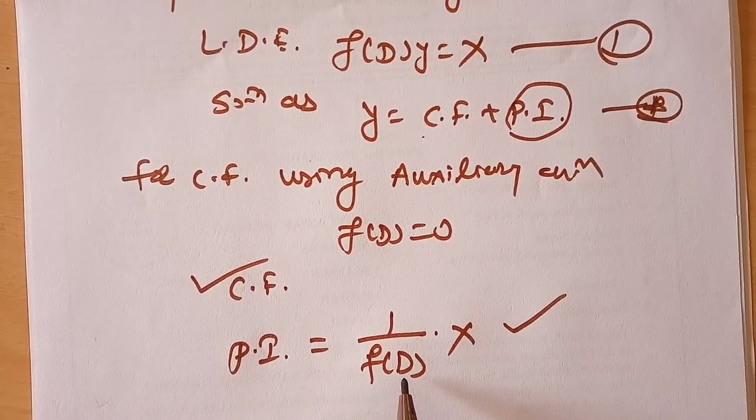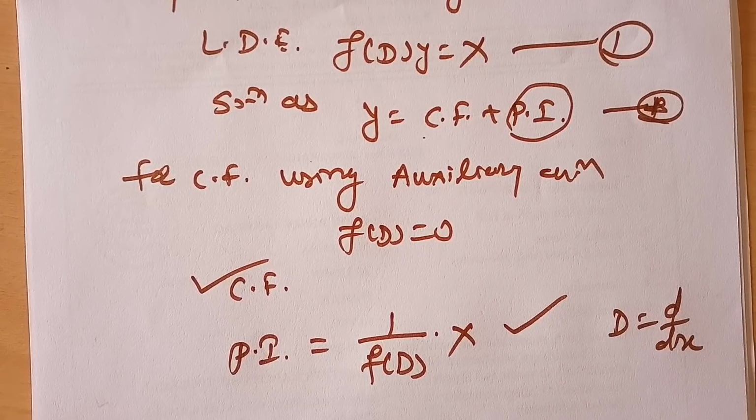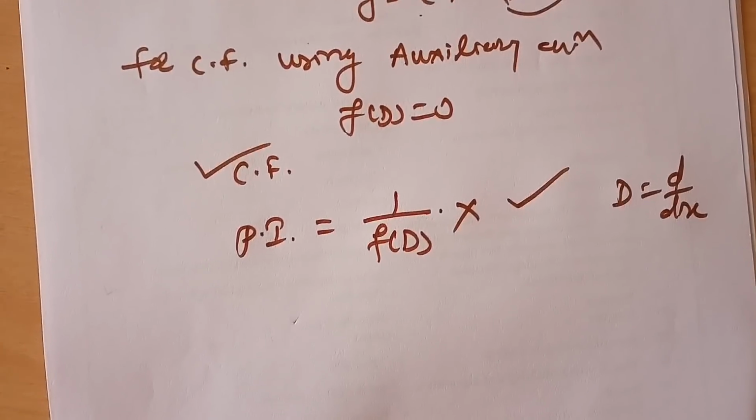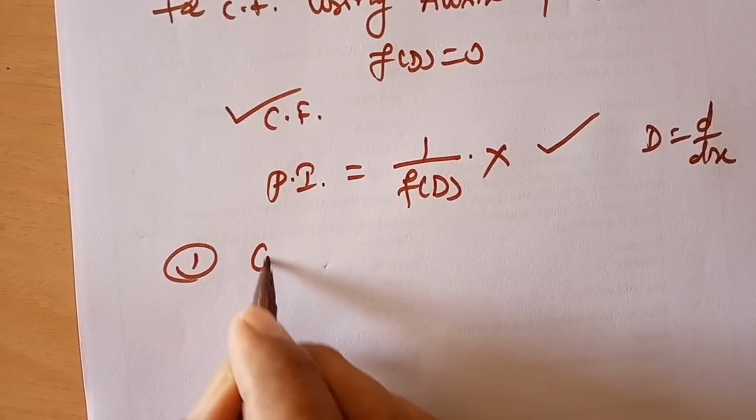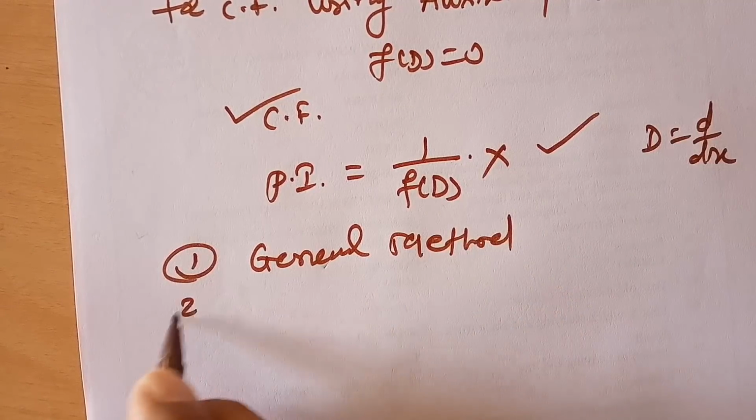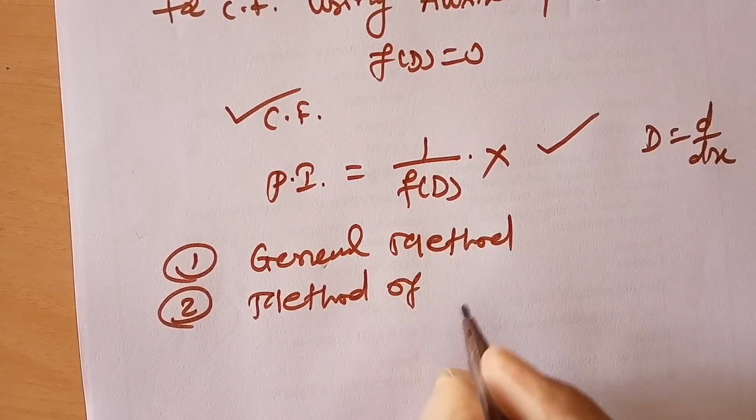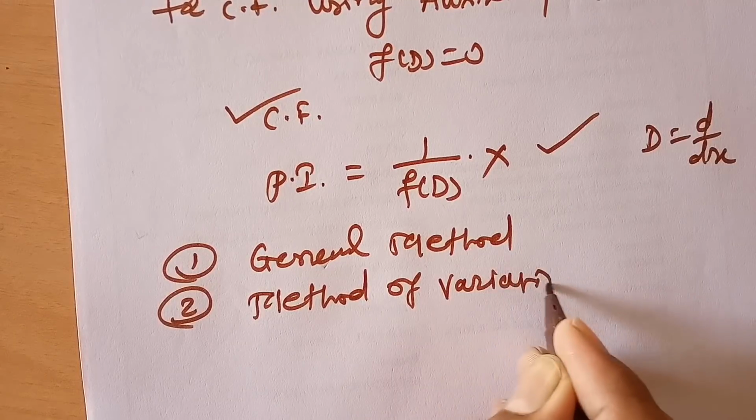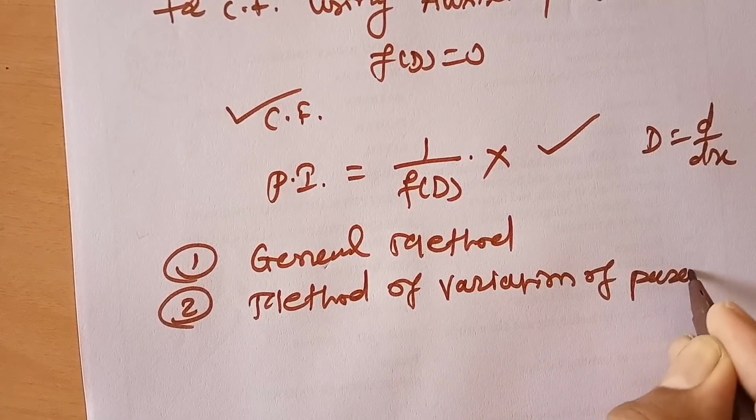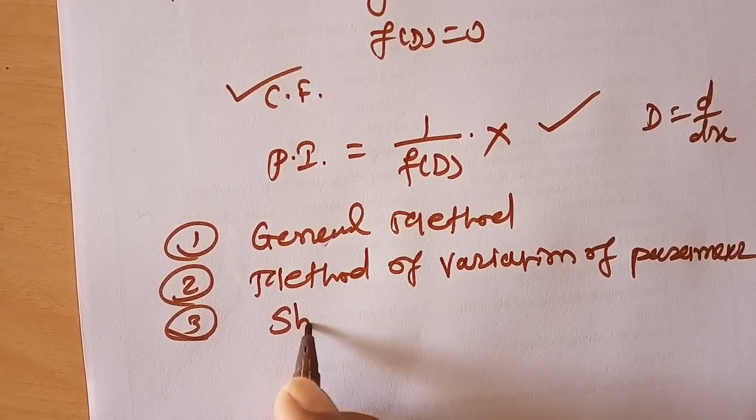Now this D is an operator. We know that D is nothing but d by dx. Using this we can find our PI. There are some methods to find PI. In our syllabus there are 3 methods. Number 1 is the general method. Second is the method of variation of parameters, and third is the shortcut method.